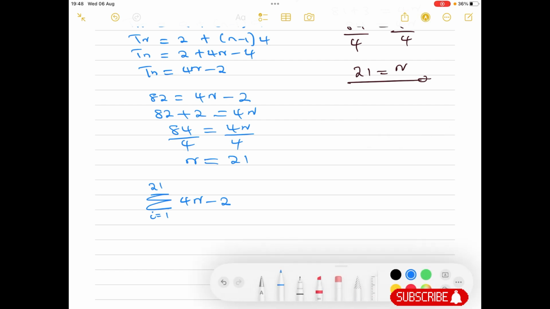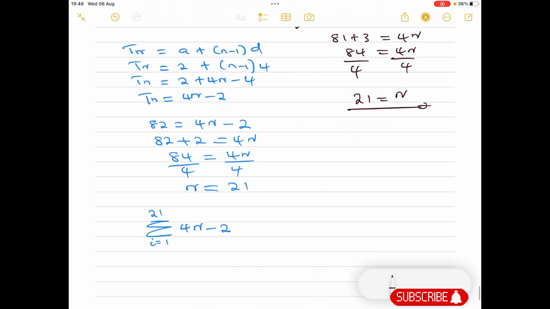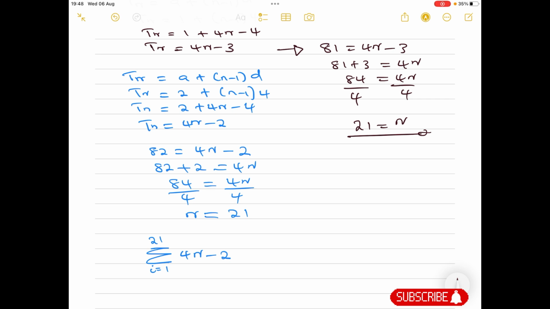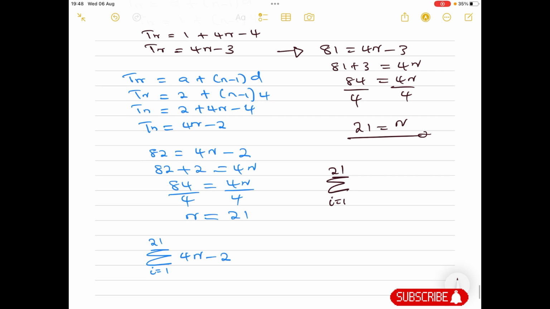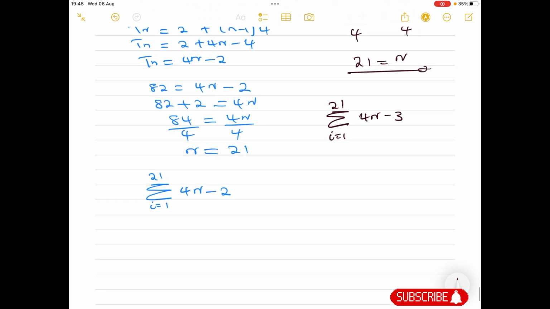Now let me go back to the other series. As for this one, again it is 21, meaning the very same thing that happened here will also happen here. So I'll be summing from i equal to 1 up to 21 of 4n minus 3.